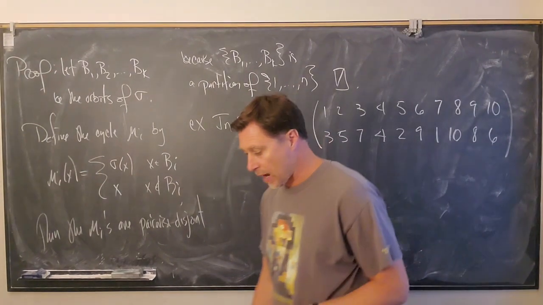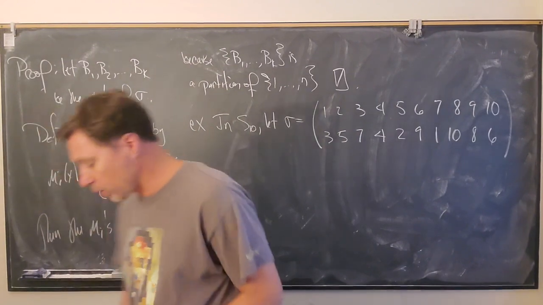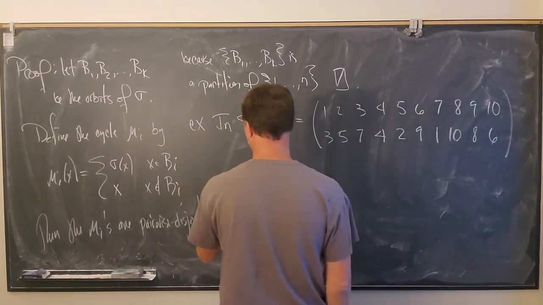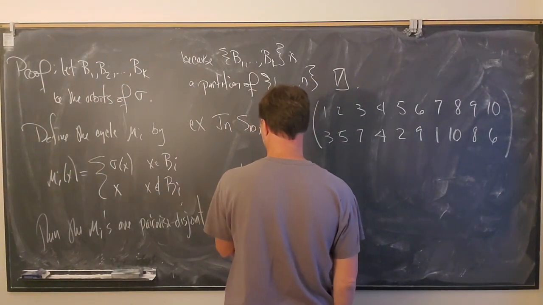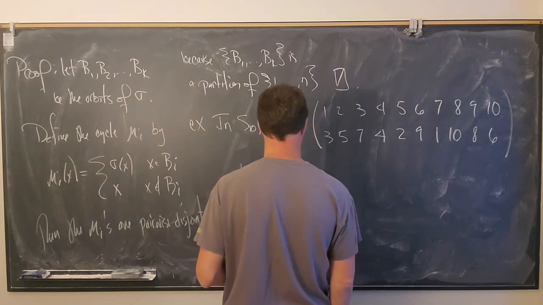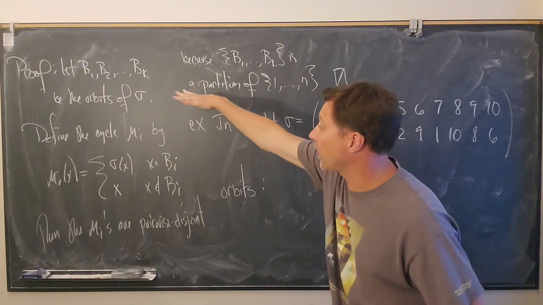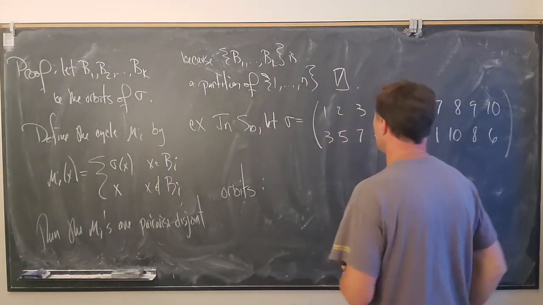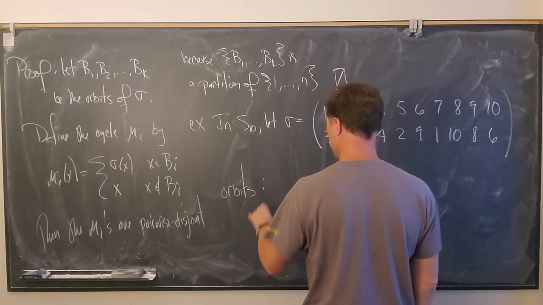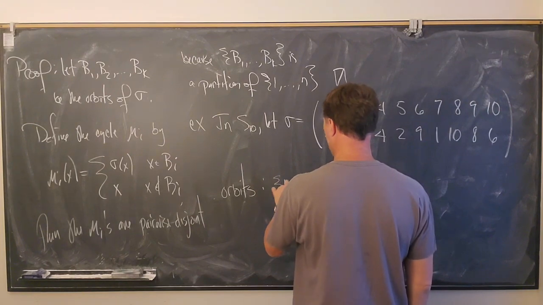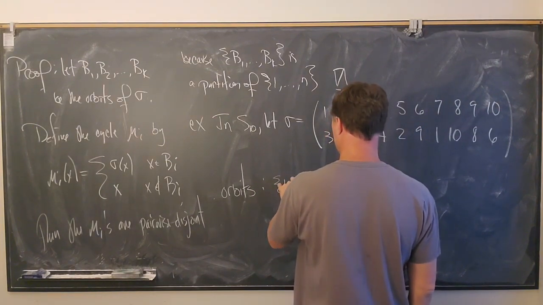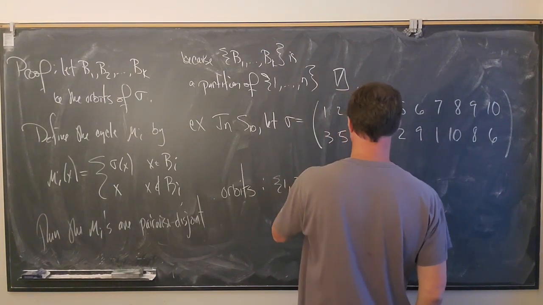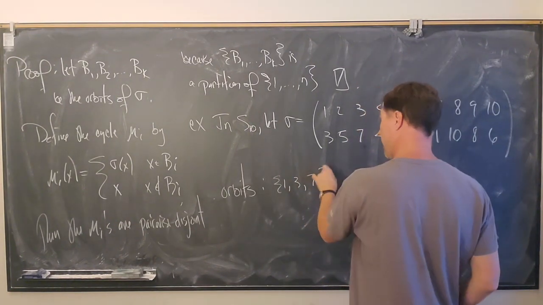All right, so now what I want to do is identify the orbits. That's how the proof says: identify the orbits and then create the cycles based on the orbits. So the first orbit, let's see, 1 goes to 3, which goes to 7, which goes back to 1.